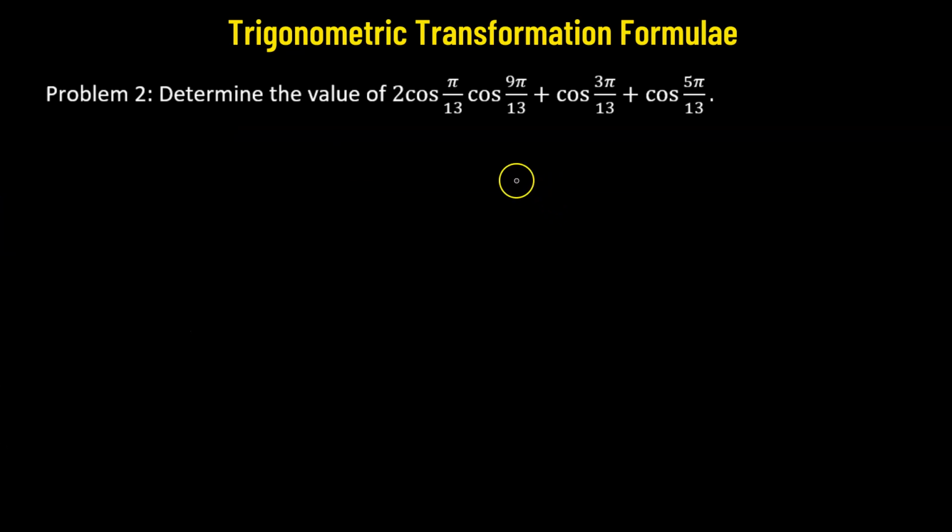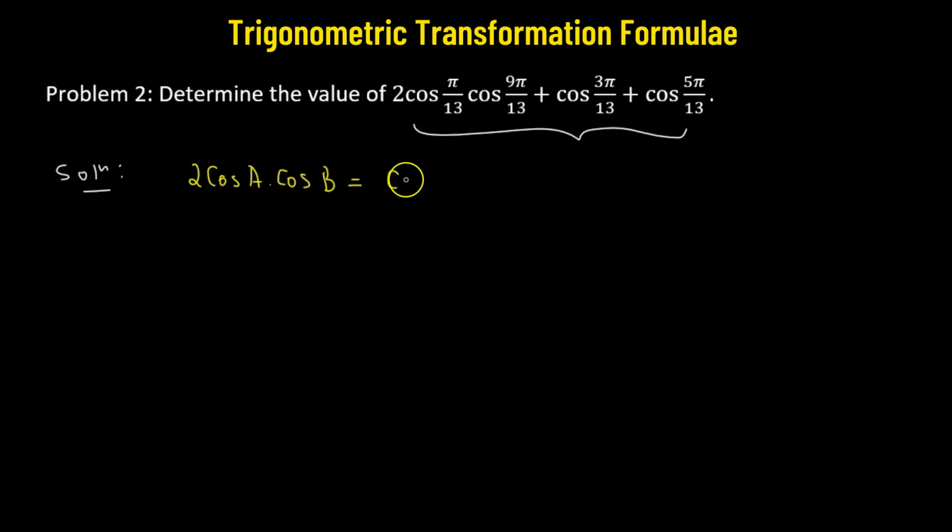So we need to determine the value of the given trigonometric expression. Let us begin. So here, if we consider the first term, we have 2 times the product of 2 cosine functions. We know that if we have 2 times cosine of A multiplied to cosine of B, that's simply the sum of 2 cosine functions. So we have cosine of A plus B plus cosine of A minus B.